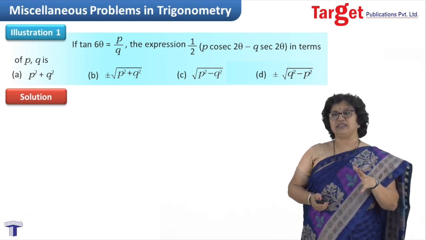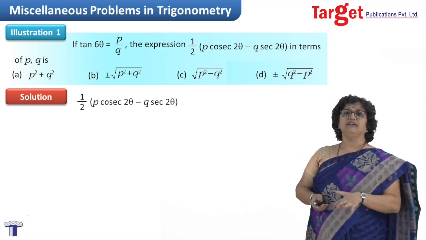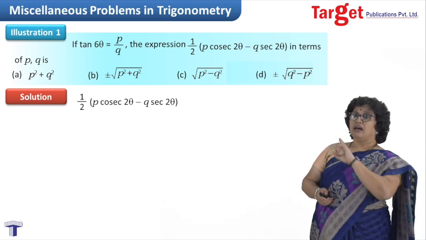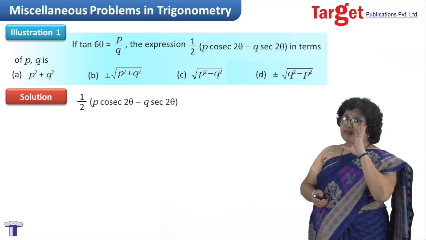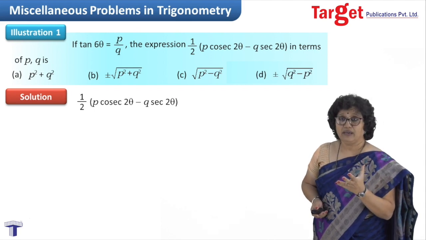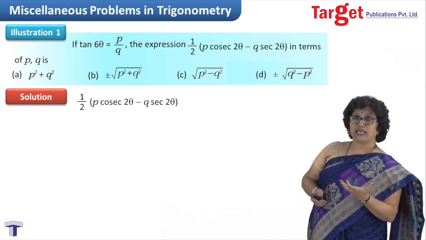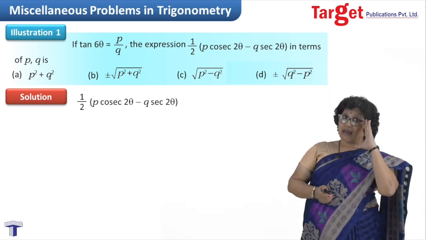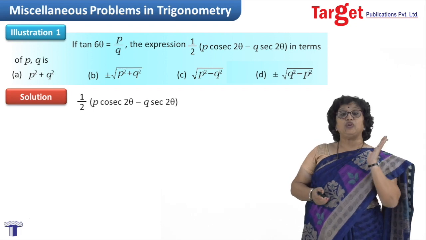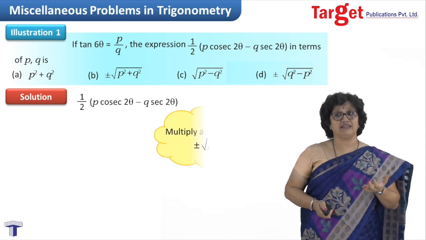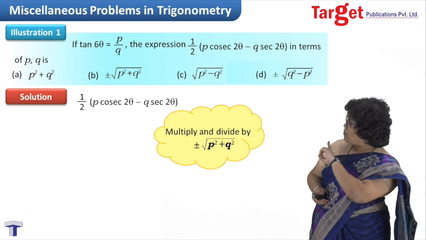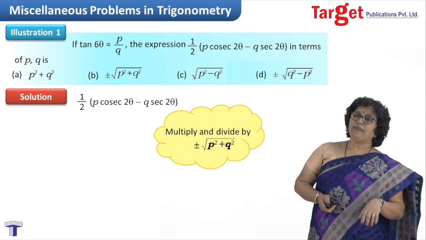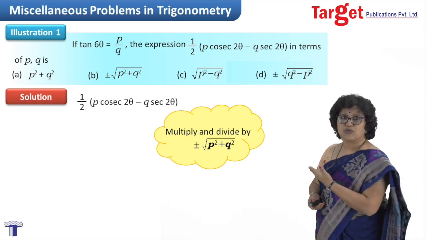There could be questions about how I start with actually eliminating theta. When I see cosec 2 theta and sec 2 theta, I can at the most think at this moment that I will write cosec 2 theta as 1 upon sine 2 theta, and sec 2 theta as 1 upon cos 2 theta. But to eliminate this, there has to be something additional. So I will multiply and divide by plus minus under root p square plus q square. Why do I do so? Maybe in the following steps you will understand.